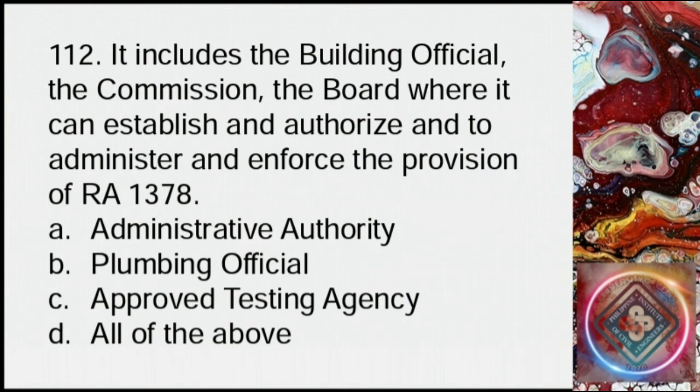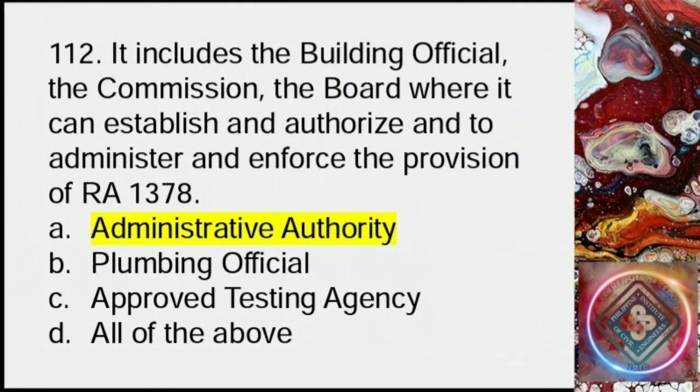112. It includes the building official, the commission, the board, where it can establish and authorize and administer and enforce the provisions of RA 1378. A. Administrative authority, B. Plumbing official, C. Approved testing agency, D. All of the above. A. Administrative authority.